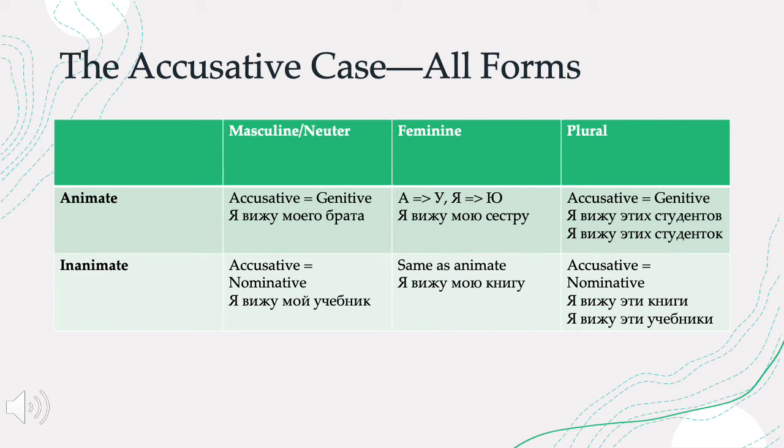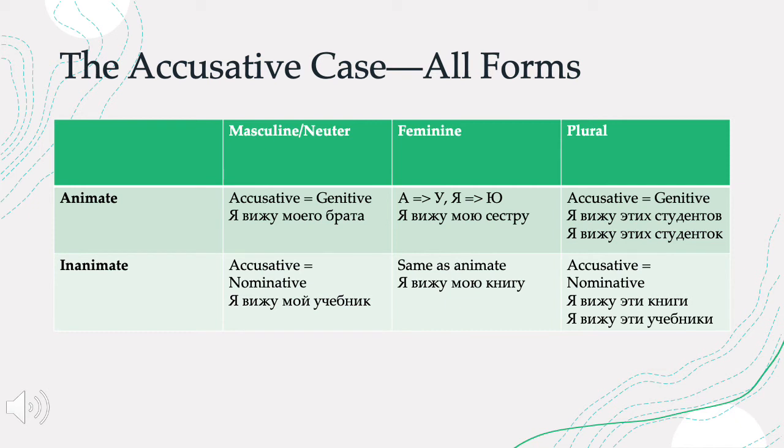So, Я вижу мою сестру. I see my sister. Sister is animate, but we just use these special feminine accusative endings regardless of animacy for the feminine. Я вижу мою сестру. We also use exactly the same endings for книга. Я вижу мою книгу. I see my book. In both instances, we use this а going to у, я going to ю rule for the feminine accusative.